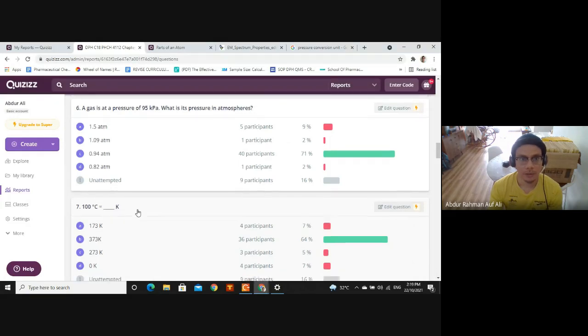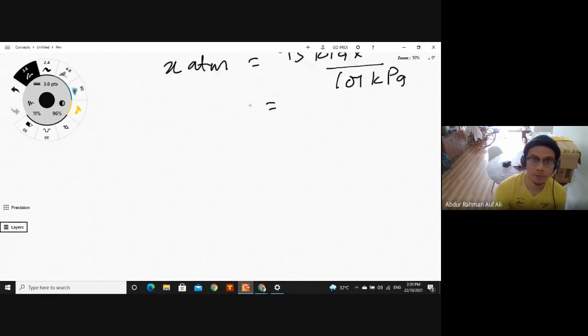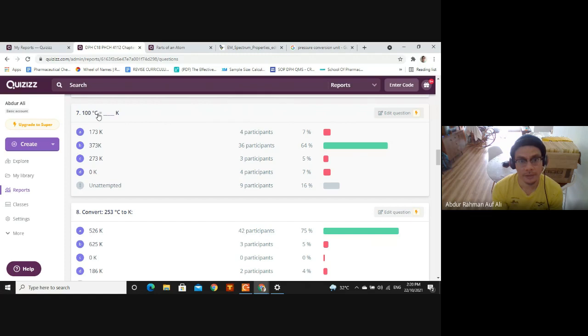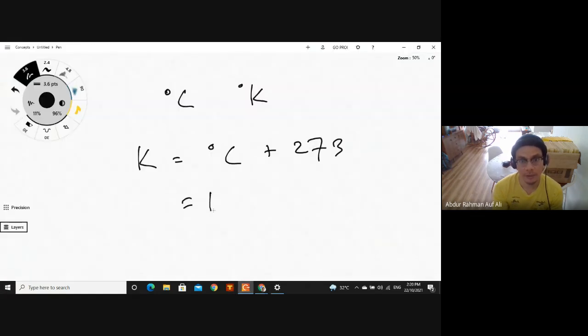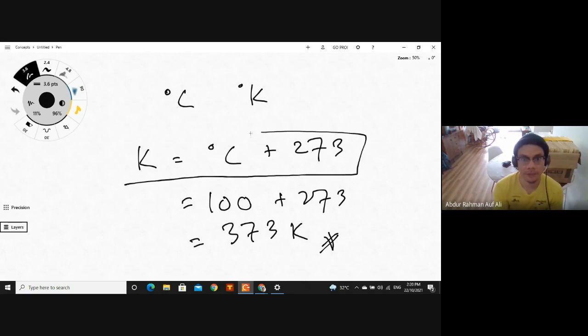Next question. 100 degree Celsius equals to what Kelvin? So the answer is 373 Kelvin. For temperature, we only have two units, degree Celsius and Kelvin. So if you want to find the value in Kelvin, you just take the value in degree Celsius and add 273. So in this question, if you have 100 degree Celsius, you skip the unit here, add 273, that's why you get 373 Kelvin. So this is what you need to know if you want to convert temperature.